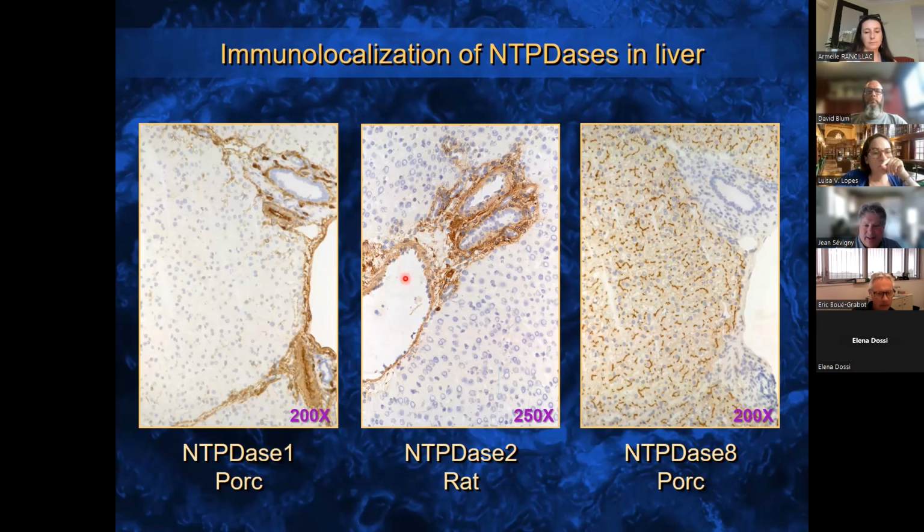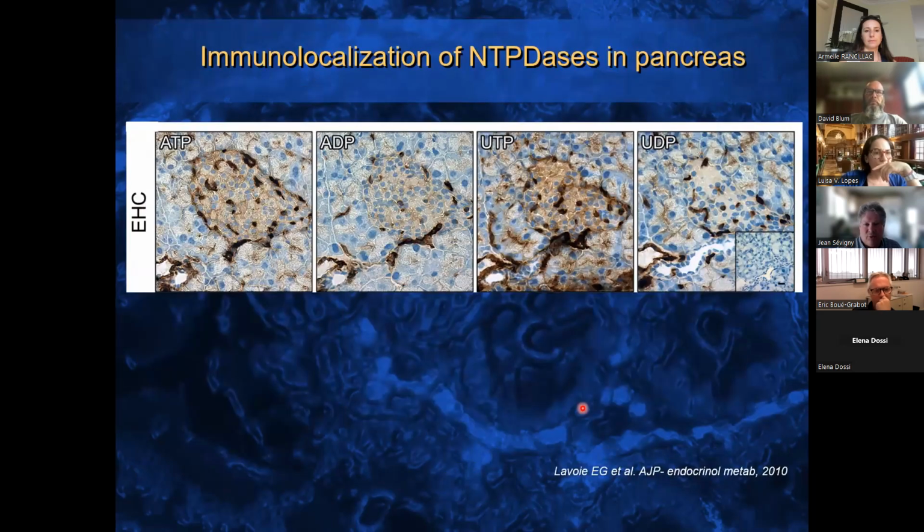NTPDase2, in contrast, is not expressed by endothelial cells. It is expressed by fibroblasts underneath the vein. It is expressed by adventitial cells surrounding arteries. And it's also expressed by a type of fibroblast that we have identified as a kind of new type of fibroblast in the portal tract. NTPDase2 is also expressed in fibroblasts surrounding the bile duct, which is important for communication with bile duct cells. And as you can see, NTPDase8 is expressed in the bile canaliculi of the hepatocytes, so the distribution is totally different. There is no NTPDase3 in the liver. So each of them has a very specific and different localization.